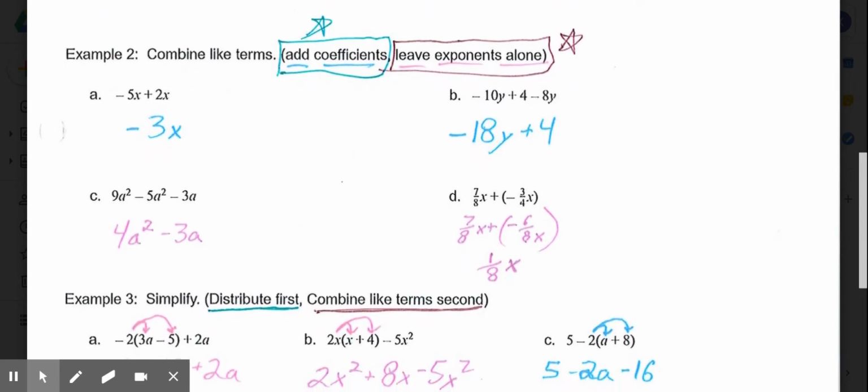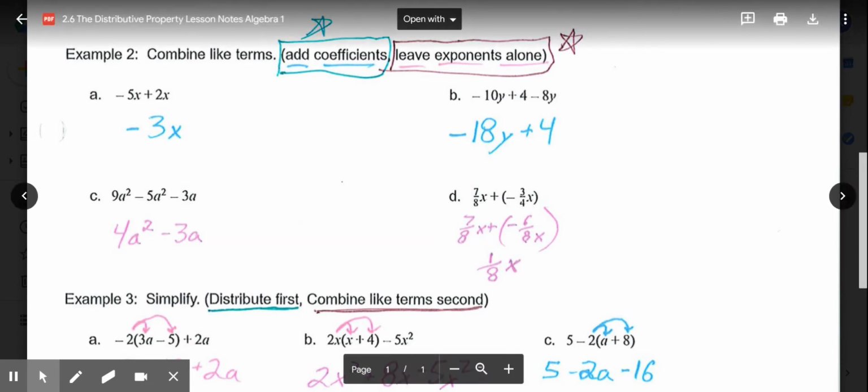So then we have example 2. It asks us to combine like terms, which means you add the coefficients and you leave the exponents alone. In order to be like terms, the terms have to have the same exponent value and the same variable. So if I have a negative 5x to the first and a 2x to the first, I can combine them by adding the negative 5 and the 2. That would simply give me a negative 3x, because we leave the exponents alone, so it's just to the first.